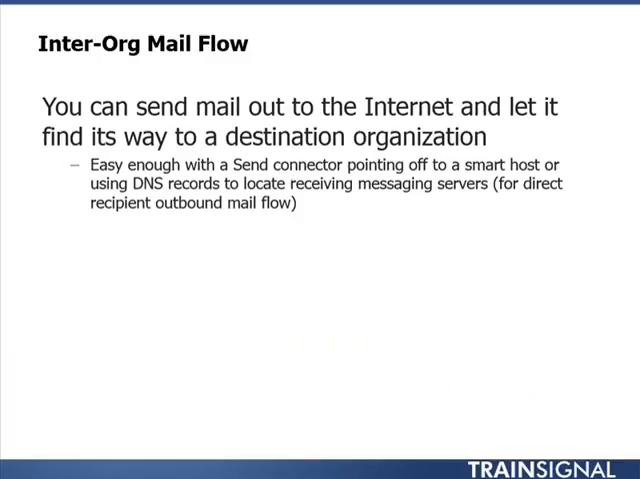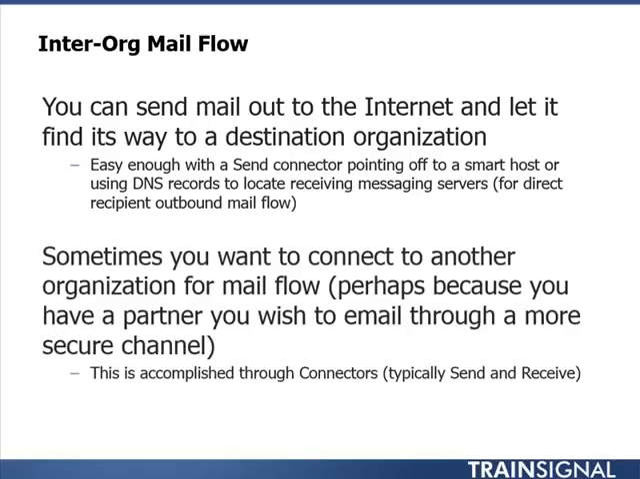Now, we've been talking about the way mail flows within an organization, whether it's within a single site or if it has to be sent through other sites, site to site. And so that's inter-site mail flow. But now we want to talk for a moment about inter-org, or inter-organizational, mail flow. You can always send mail out to the internet and let it find its way to a destination organization. That's easy enough. You can use a send connector that points off to either a smart host, or you can use DNS records to locate receiving messaging servers for direct recipient outbound mail flow.